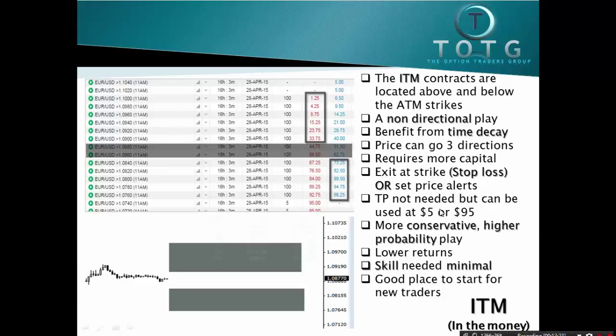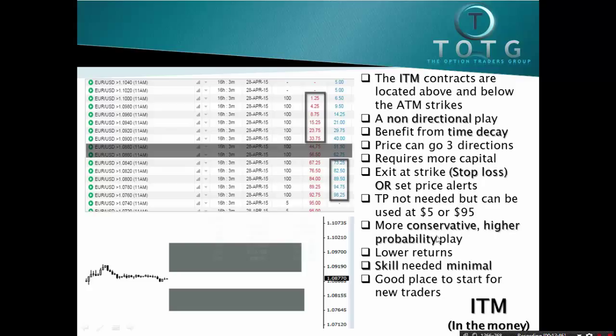Take profits I do not really use on these, because they really dilute your profits. The stop is essential, but you can use a take profit if you want. If you're going to use it, set them at 5 or 95. So if you're selling, you set them at 5. If you're buying, you set them at 95.